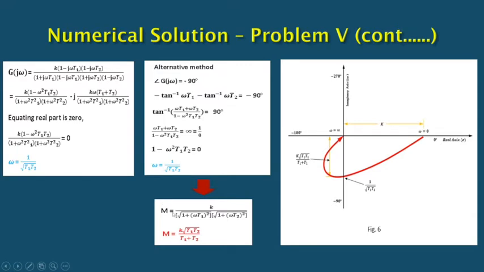If we put the value of ω in the magnitude equation, then we get the magnitude K into root over T1T2 divided by (T1 + T2). This is the magnitude.